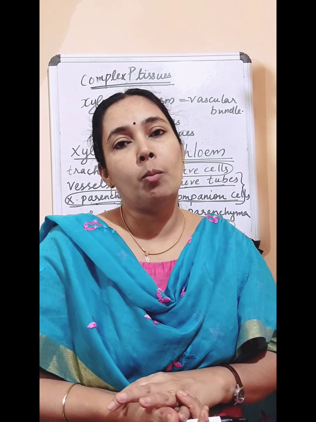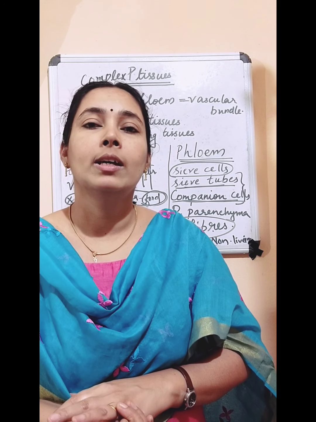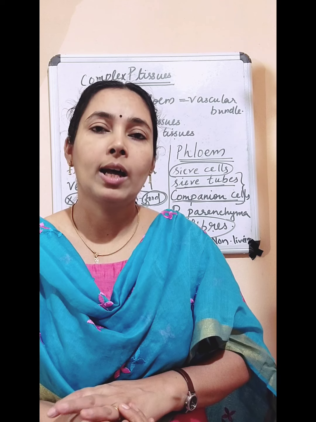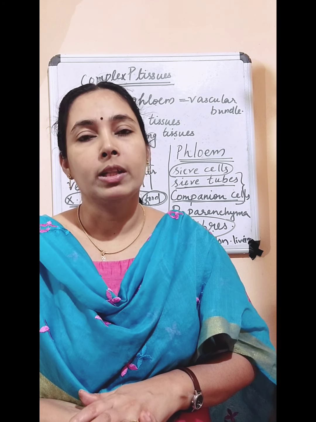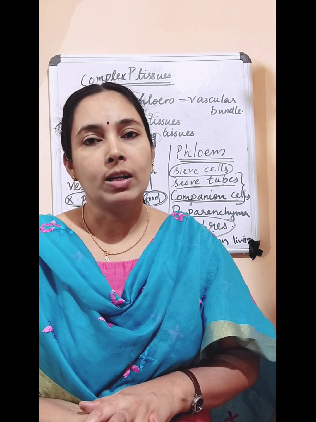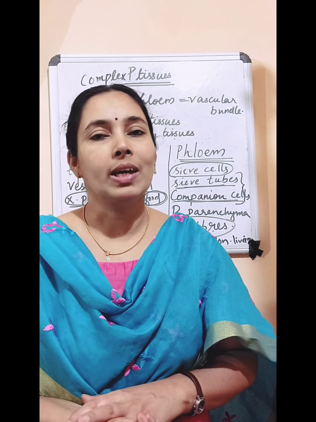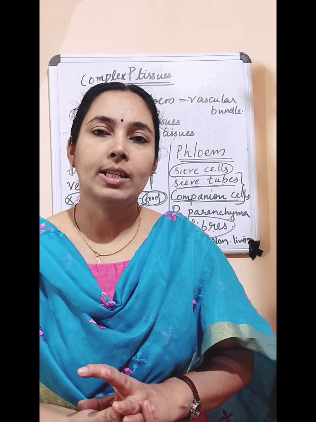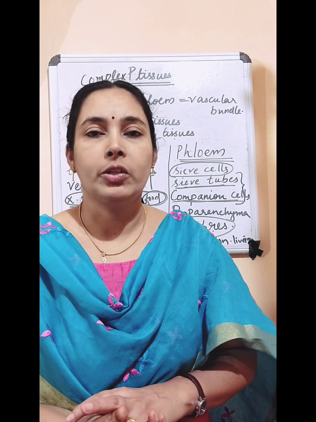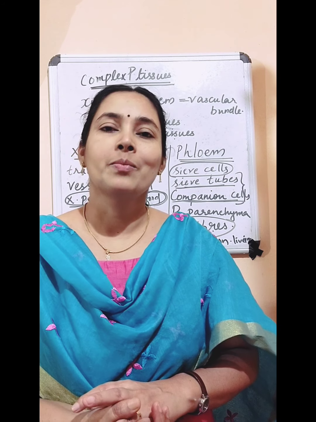So which are the complex tissues of a plant? Complex tissues are xylem and phloem. They are also called vascular tissues and conducting tissues. Okay, so next we can study about animal tissues in the next class. Okay.